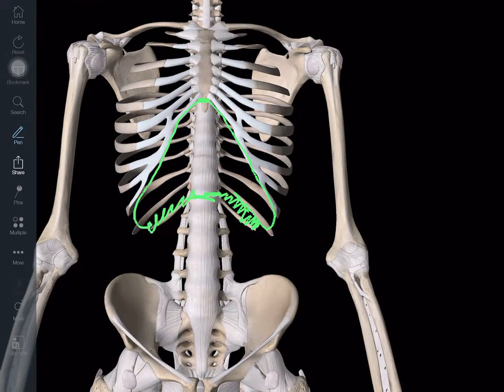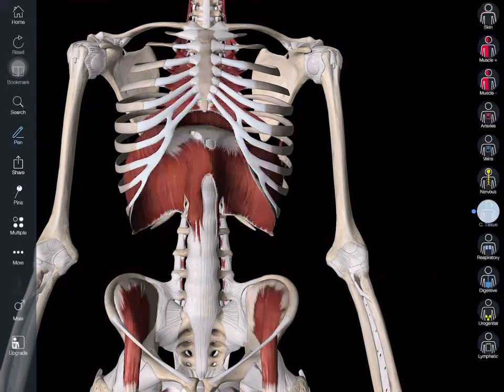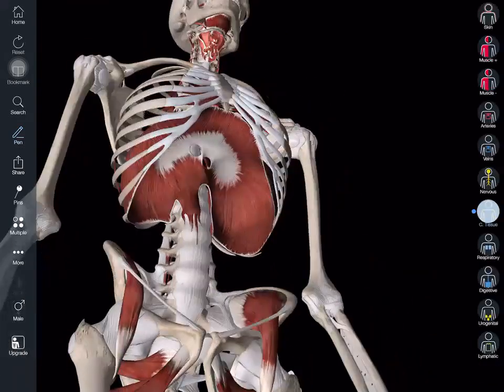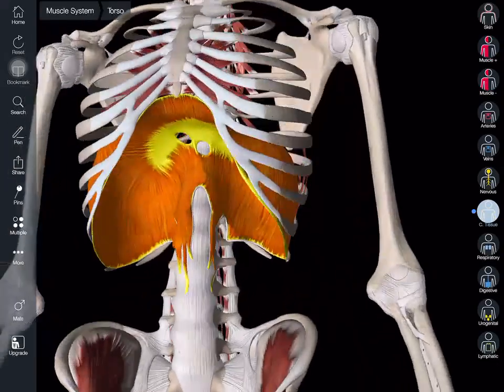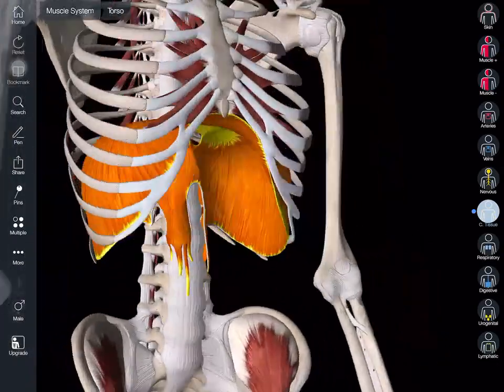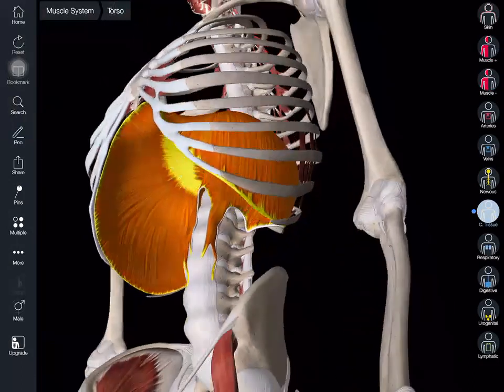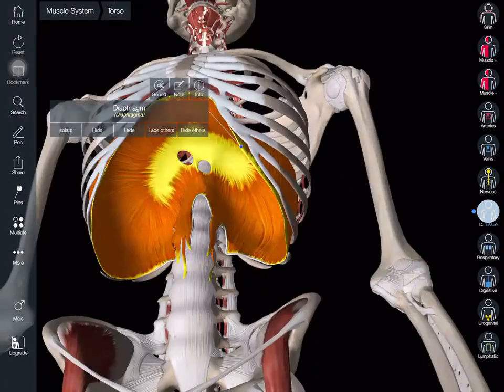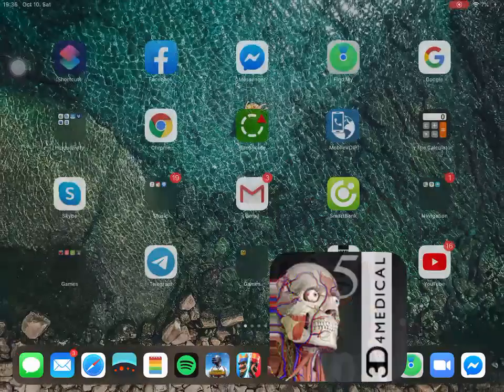But still, what's going to happen is that if I add up the muscles, you can see the diaphragm is basically filling up the whole inferior thoracic aperture, except that it's leaving a bunch of openings for the major structures which are passing between the thorax and the abdomen, all right? Which we will learn later on. Okay, then. So that's pretty much about the thoracic apertures.